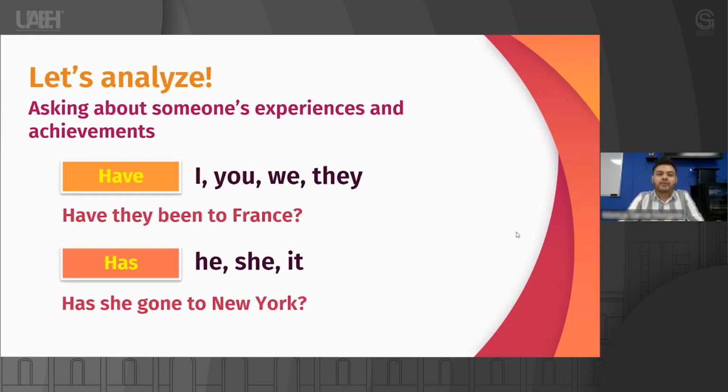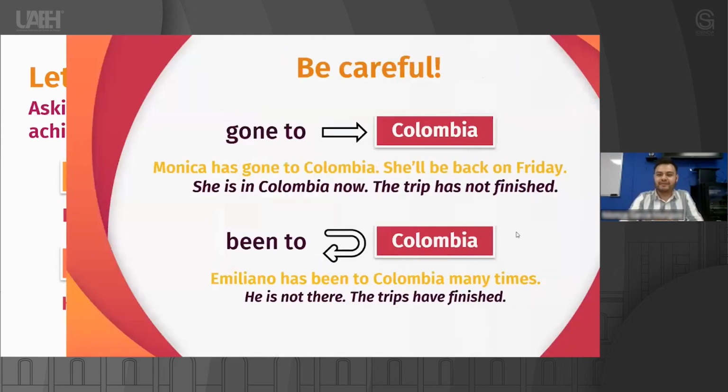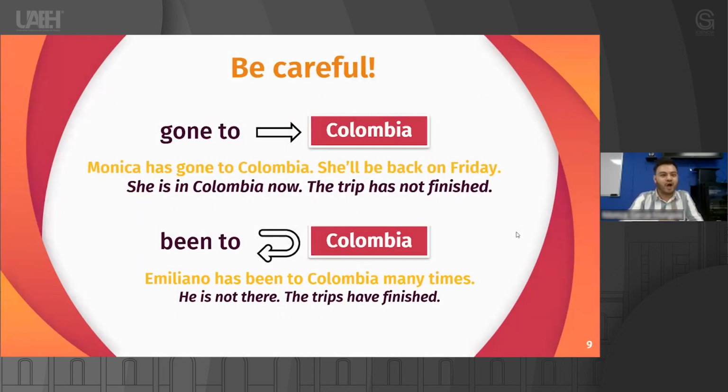But be careful. Here in these two questions, there are two tricky words, been and gone. Super important when we're talking about our experiences and achievements and somebody else's experiences and achievements. Pay close attention and open your eyes very wide. Gone to Colombia or been to Colombia?